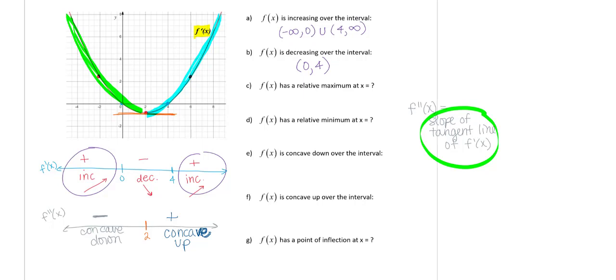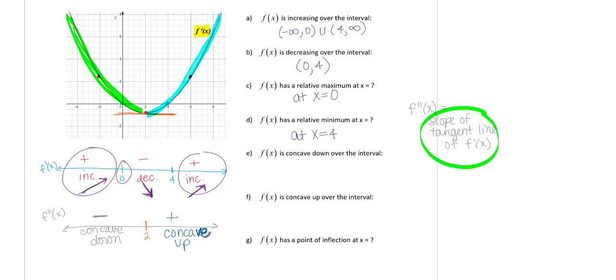And what are the x values for the relative maximum and or relative minimum? Well, in this example here, we're going to increase to our maximum and turn around and decrease after. So I would say my relative maximum is at x equals 0. And I would say then my relative minimum, I decrease to a min and increase after. So that would be at x equals 4.